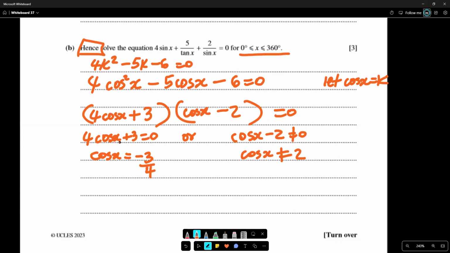Perfect. And then, because cos is negative, I know that my solution lies in the second and the third quadrant. Right. And then if you remember, in the second quadrant, it's 180 minus, right? The third quadrant, it's 180 plus. Plus what? Let's get the reference angle.